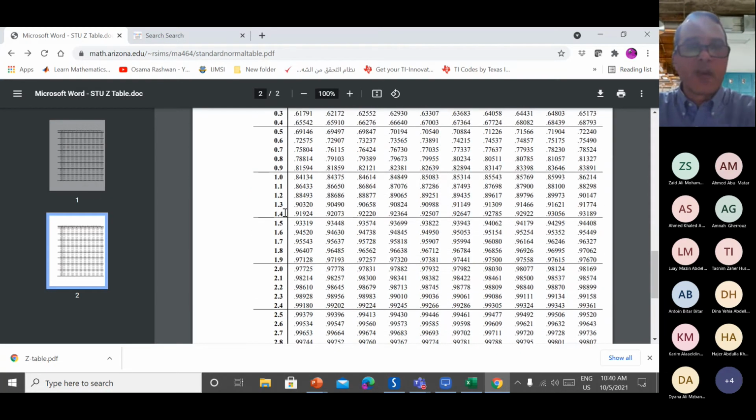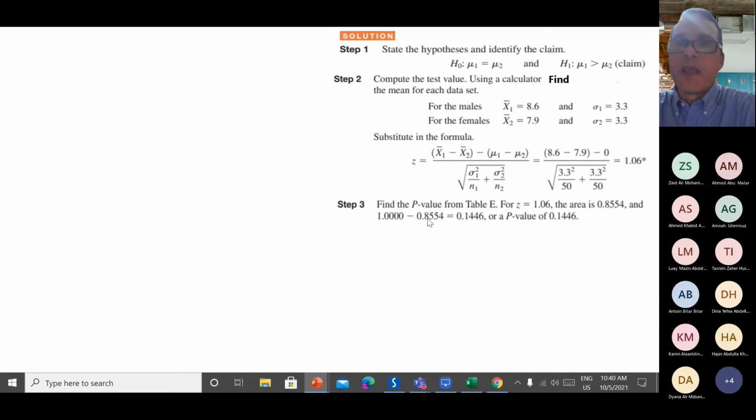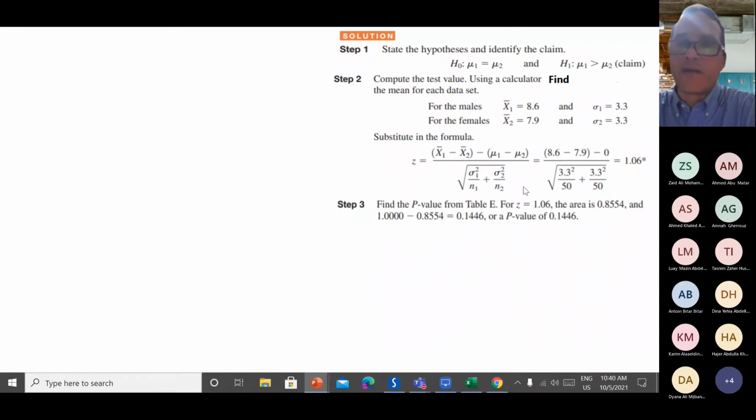1.06 will be what? Yes, it will be here. This is the probability corresponding to 1.06, right? Because it is a right tail, this value is the probability, meaning the area to the left of 1.06. But I would like to compare it with alpha, and alpha in this case is to the right. So I would like to have the area to the right of this value. The total area is 1.